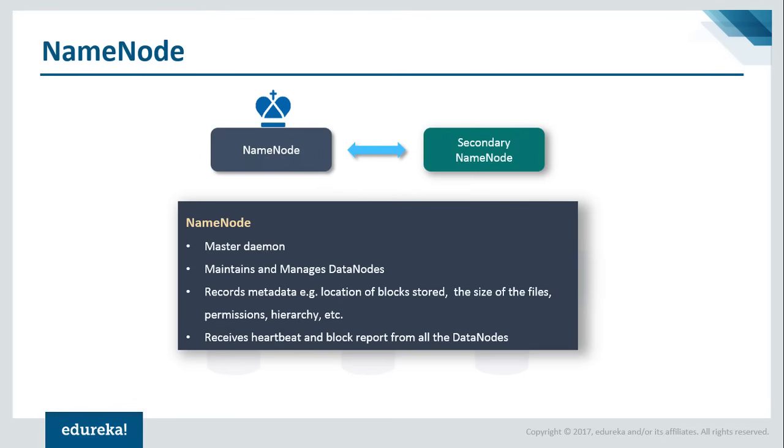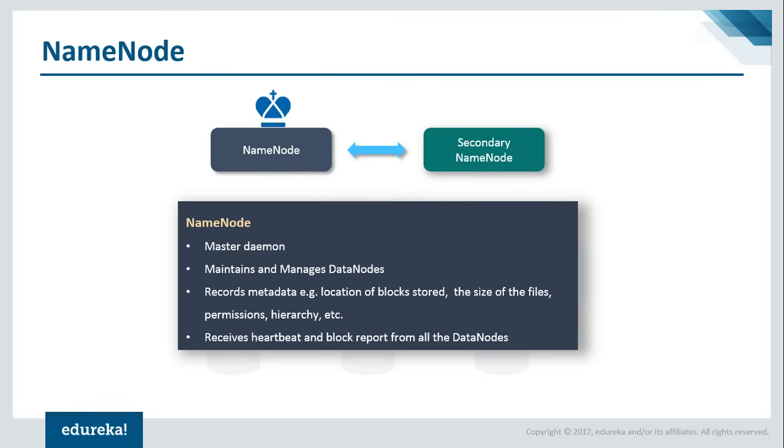All right. So first let us talk about the name node. NameNode is the master daemon that maintains and manages all the data nodes, which are the slave nodes. What it does is that it records the metadata of all the files stored in the cluster. For example, the location of the blocks where it is stored in each data node. Now don't worry, I'll tell you what blocks are. The size of the files that are stored in the HDFS across the different data nodes, the permissions, the hierarchy. All right. So everything is managed by the name node.